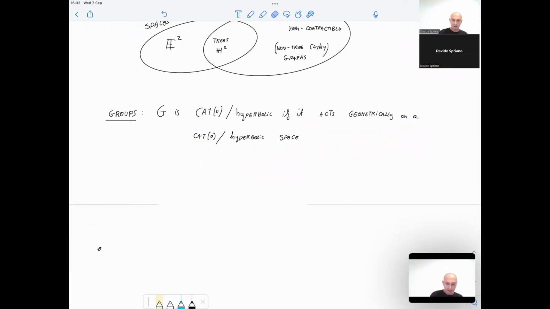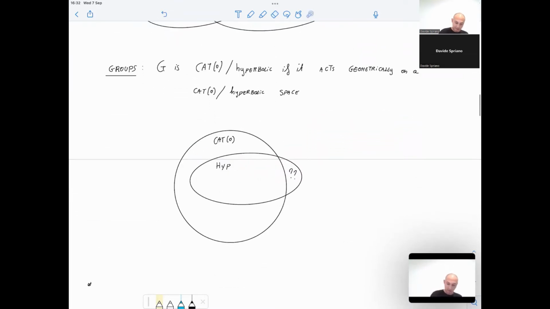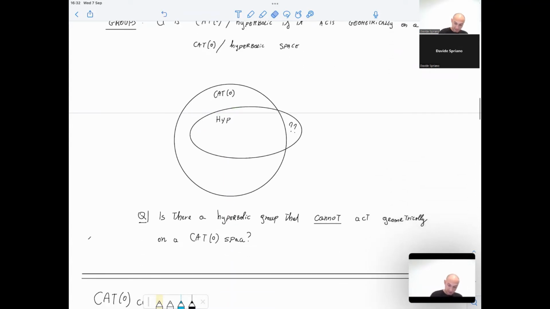Well, and now in this setting, it is not known if every hyperbolic group is a Cat0 group. That is to say, it is unknown if there exists a hyperbolic group that cannot act geometrically on a Cat0 space. So you have a hyperbolic group, maybe you don't have any obvious Cat0 space with it, but maybe you can smooth somehow its Cayley graph to make it contractible and satisfy the Cat0 condition. This is one of the big open questions in the field, and I think it's very basic and interesting to know about.